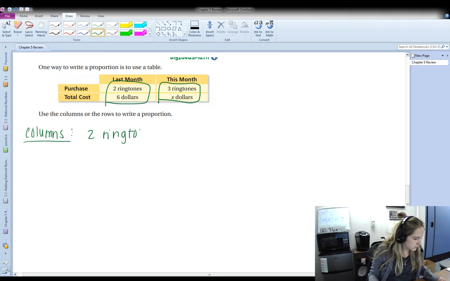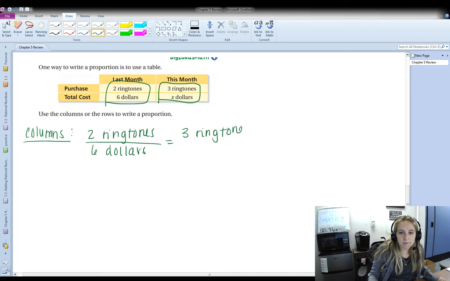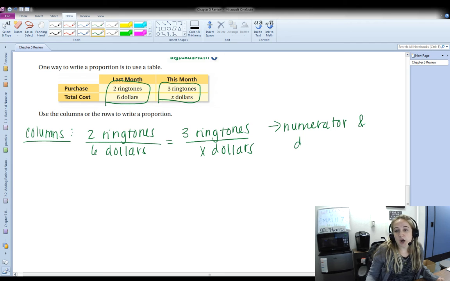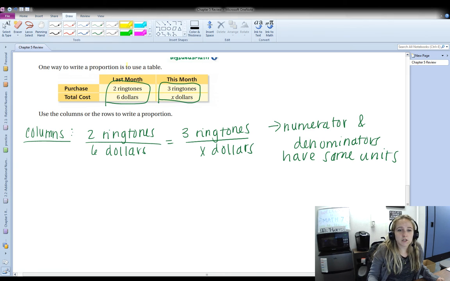2 ringtones over $6 equals 3 ringtones over x dollars. Okay, so your numerators are always going to have the same unit, and the denominators have the same units. So notice in the numerators, our unit is ringtones. And in the denominator, our units are dollars. Okay, so that is something to note.